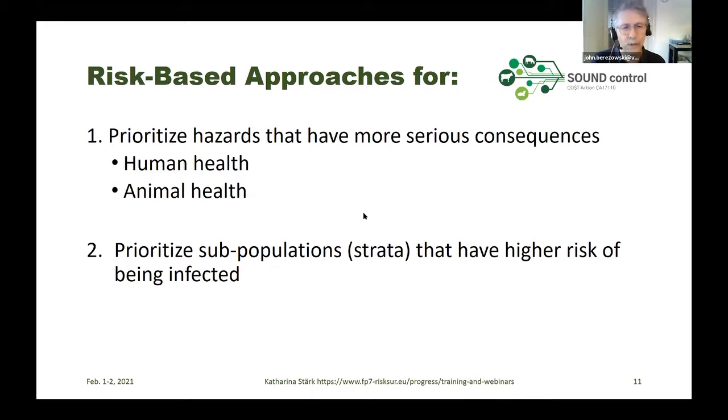And we use risk-based approaches for two things. One is to prioritize hazards that have more serious consequences, hence the first question I gave you. And that can be both for human health and animal health, and also to prioritize subpopulations or strata that have higher risks of being infected. And here we're looking for subpopulations where we're more likely to find the disease.